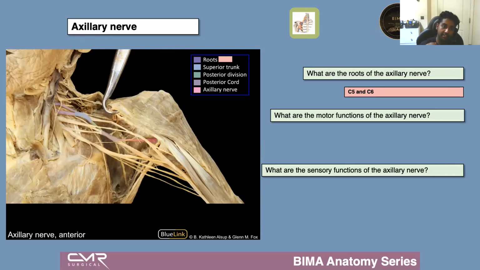So the axillary nerve, you can see over here, nicely highlighted by this cadaver. You can see it follows onto the posterior cord. And remember, the posterior cord gets the posterior division from every single trunk. But if we follow it back, you can see it actually goes this way to the superior trunk, and the superior trunk is from C5 and C6. Does that make sense?